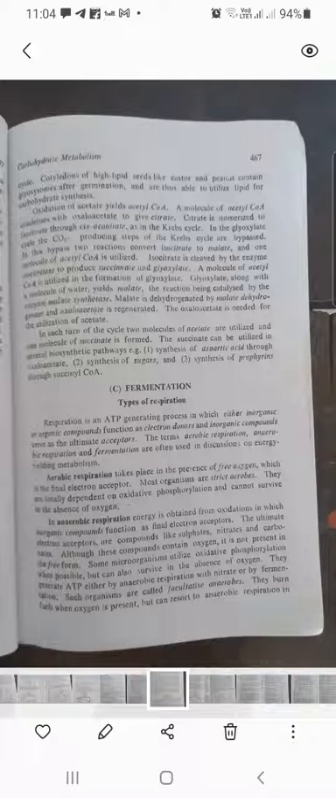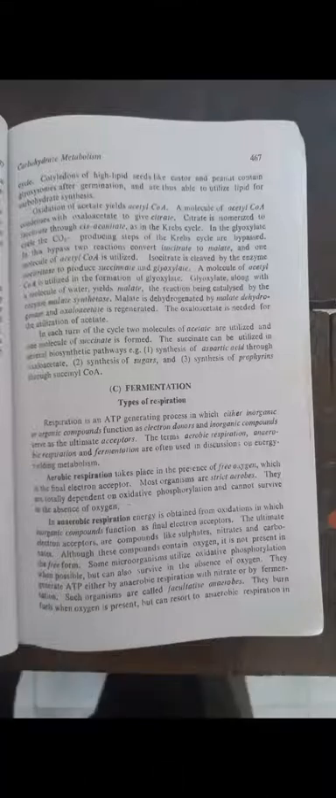In anaerobic respiration, energy is obtained from oxidation in which inorganic compounds function as final electron acceptors. The ultimate electron acceptors are compounds like sulfates, nitrates and carbonates. Although these compounds contain oxygen, it is not present in the free form.